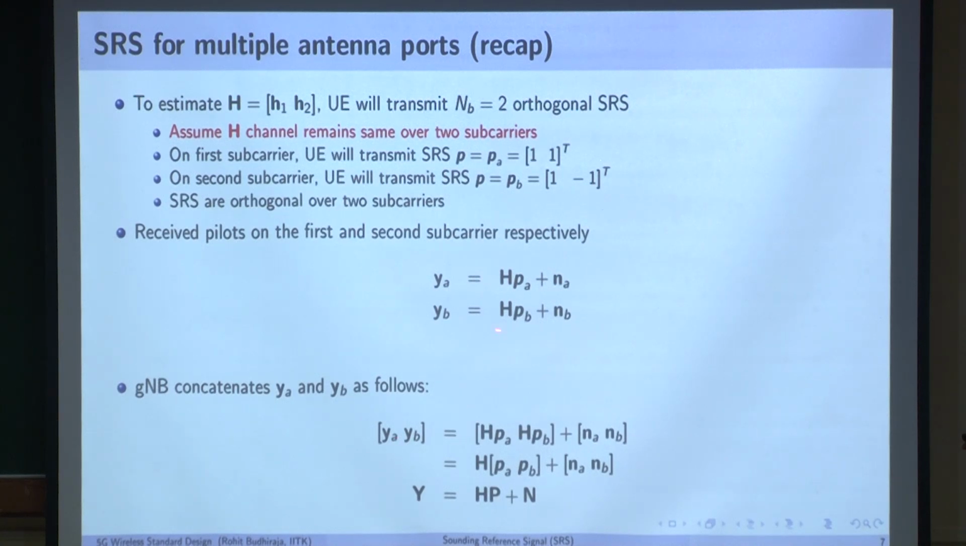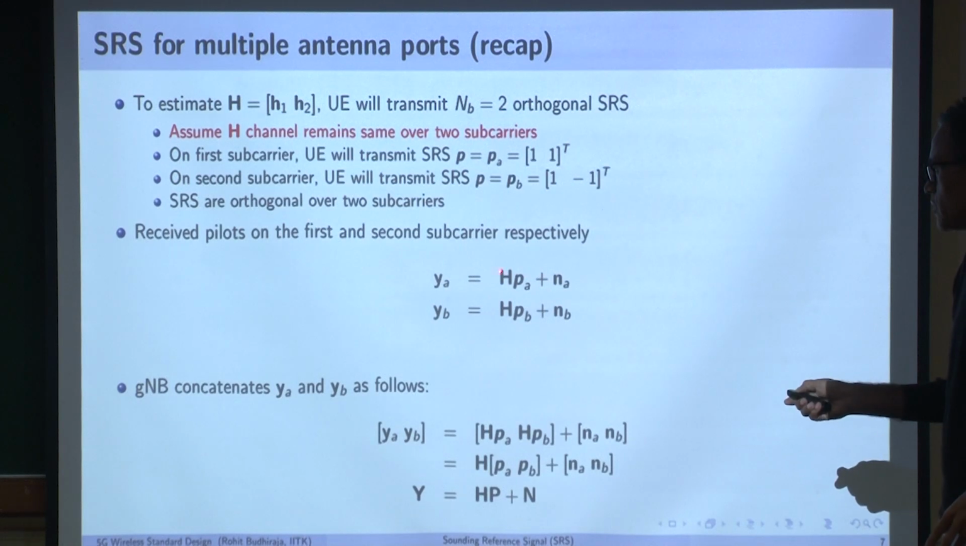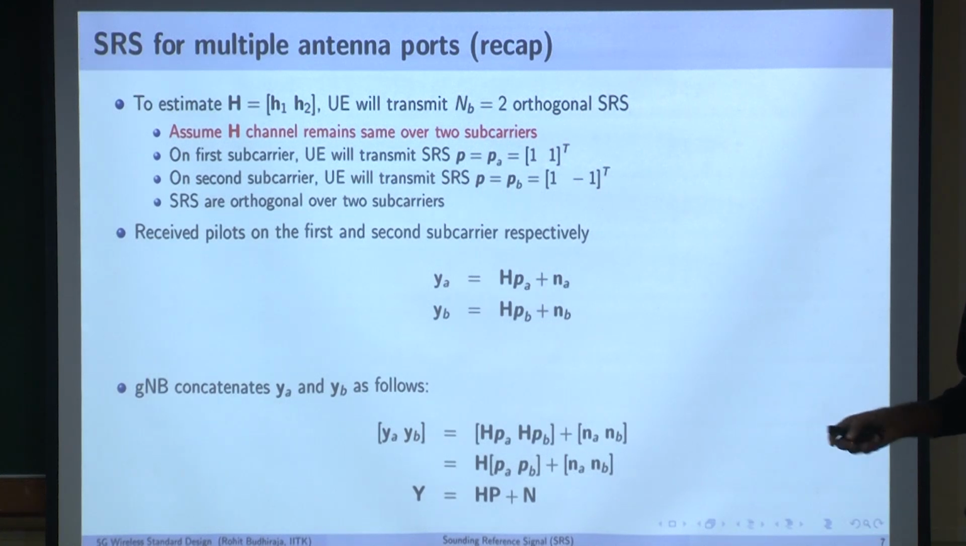What happens if H is not constant over these 2 subcarriers? Can you estimate it if it is H_A and H_B? Can you estimate H_A and H_B from these 2 equations? It will become an underdetermined system, in the sense that the number of variables H_A and H_B is more than the number of equations you have. Again, how many elements does H have? It has only 4 elements. It's a 2 cross 2 matrix, if the number of received antennas is 2.